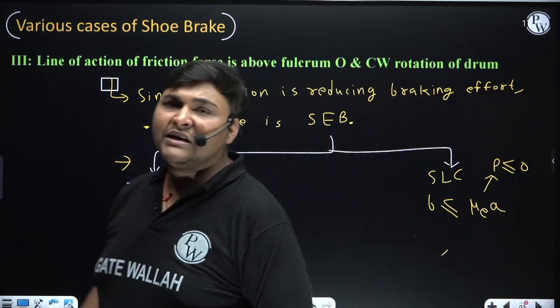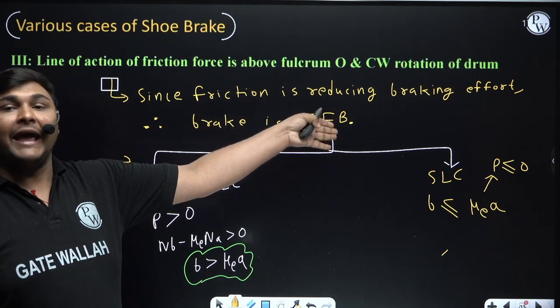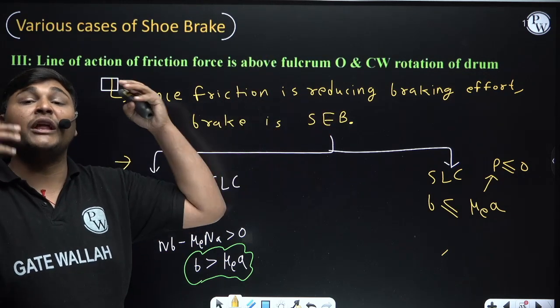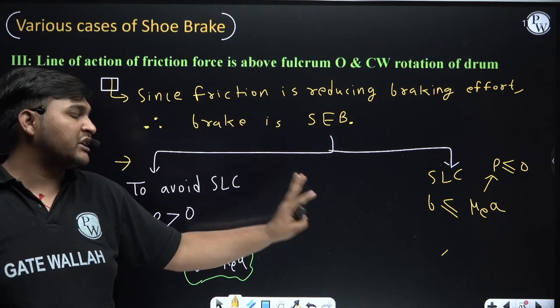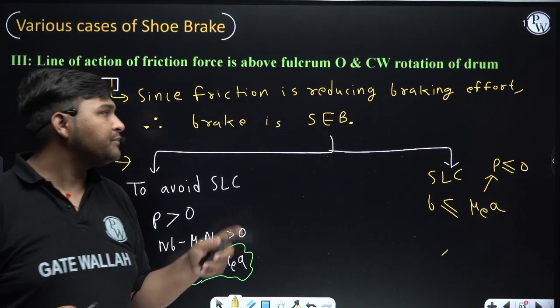Because now I will discuss the next case. In that case, you will find that the brake is not self-energizing. And if the brake is not self-energizing, it will never go into self-locking condition. We need not satisfy anything. That's why I am saying don't remember this. Understand the concept. How? Why?